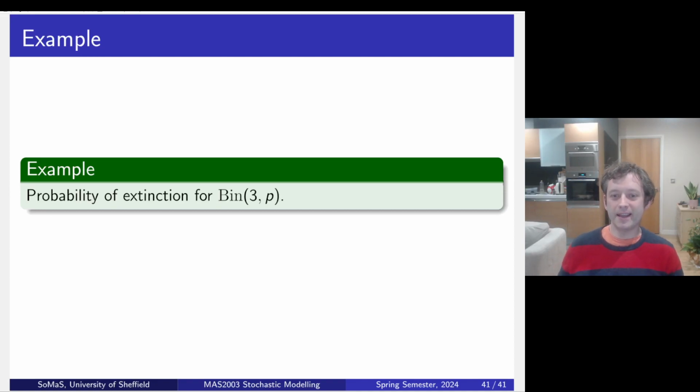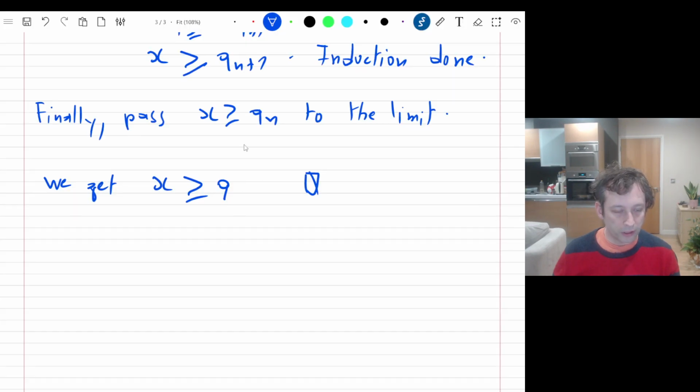All right, and we're going to finish this chapter with just one example, an application of the theory where we're going to compute a probability of extinction. And as you can see, we're going to do it for a certain binomial with parameters 3 and p. Let's get to it.